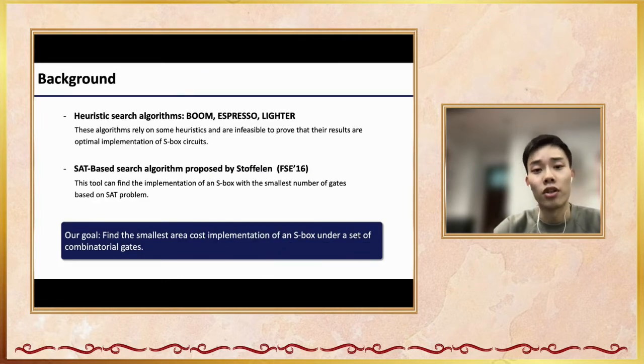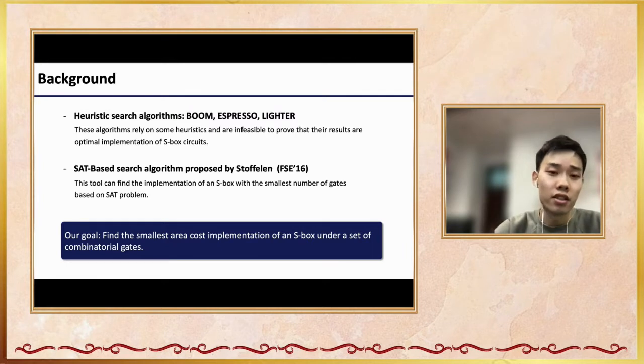Firstly, in the domain of logic synthesis, several heuristic algorithms provide satisfactory solutions, such as BOOM and Espresso, which are probably implemented in many commercial synthesizers. The automated tool LIGHTER proposed by Jean et al. uses a graph-based meet-in-the-middle search algorithm. It is under the assumption that every instruction is invertible. Despite the efficiency, this algorithm relies on some heuristics and is infeasible to prove that its results are optimal.